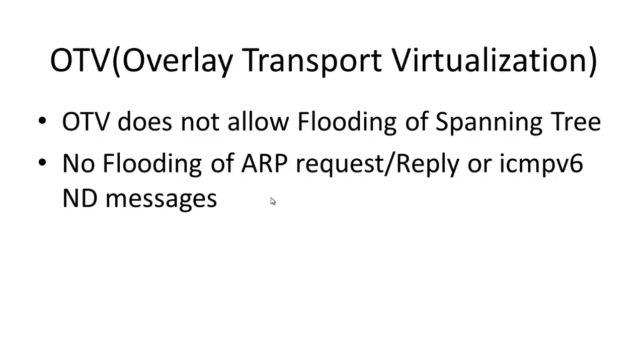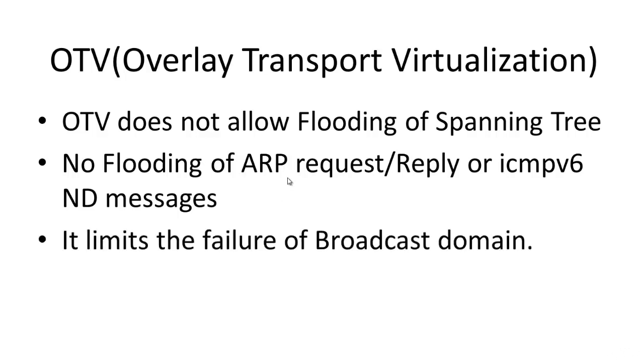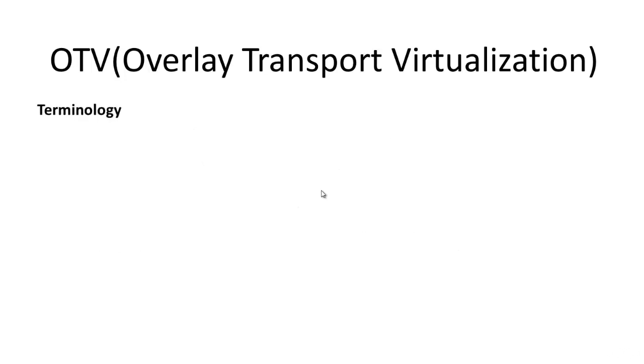ICMPv6 neighbor discovery messages, which are part of IPv6, won't be forwarded. Actually, we have a proxy ARP cache that is created on the edge devices. We'll talk about it later on. It limits the failure of the broadcast domain because flooding is not forwarded. The spanning tree domain is demarcated on the edge device of every DC.